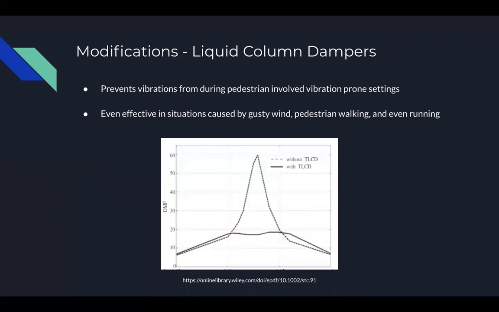This type of damper is effective in pedestrian, group walking, or running events. In a group running event, the vibration effects are much higher and could cause damage, but with this type of damper, it does not. It's also effective in gusty wind situations and very effective in other types of weather-related settings. The image below shows tests done both with and without a tuned liquid column damper, also known as a TLCD. And you can see based on the lines that with the tuned liquid column damper, the vibration effects are much more minimized.